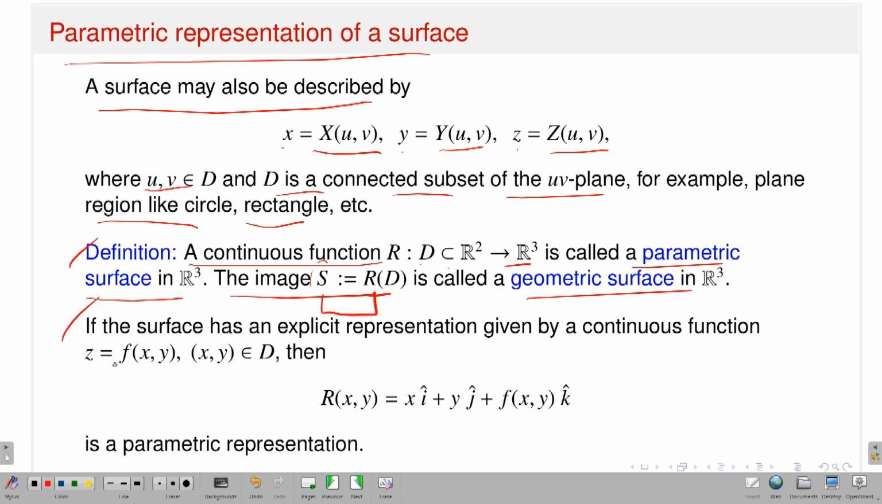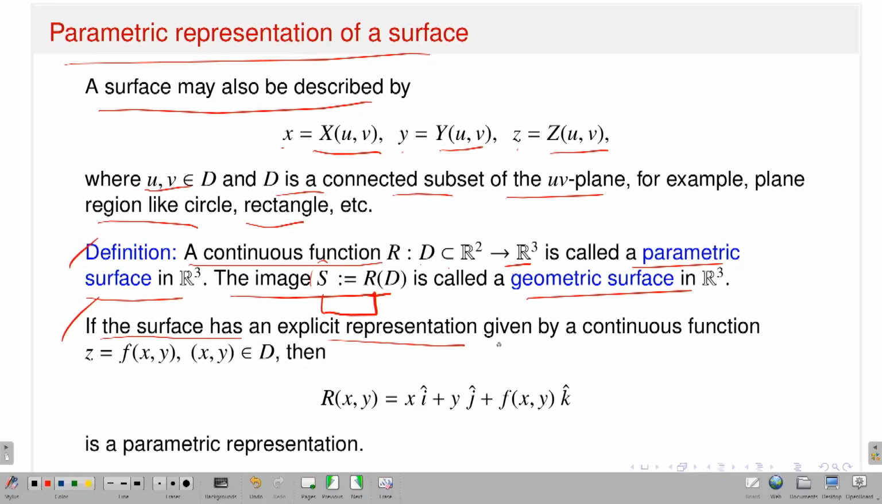Okay. Now look, if the surface has an explicit representation, what does explicit representation mean? It is a collection of all those points x, y, z, where z can be written as a function of x, y, right? So that means x, y, f of x, y, or g of x, y, depending, right? Therefore, if the surface has an explicit representation given by a continuous function, say z can be written as a function of x and y running over D, then what is my parameterization?